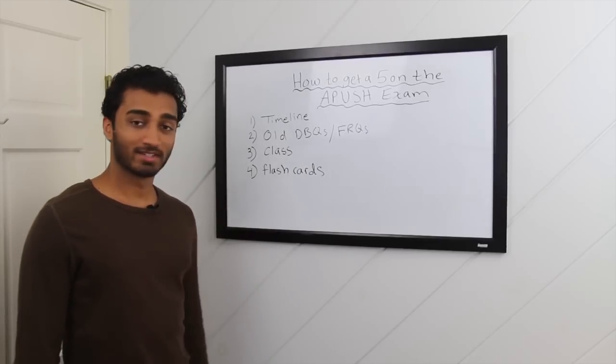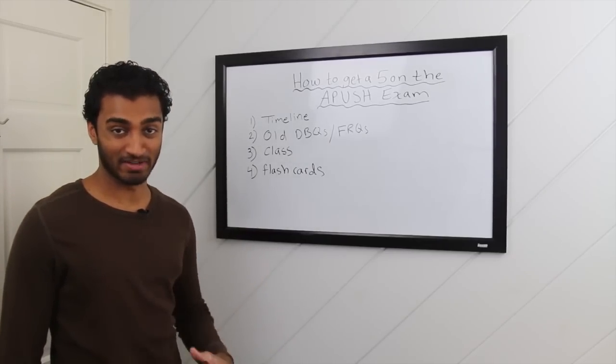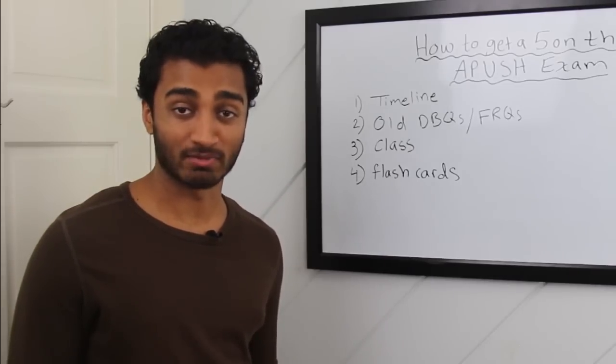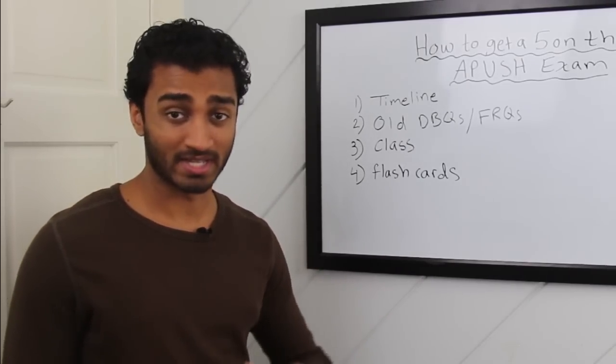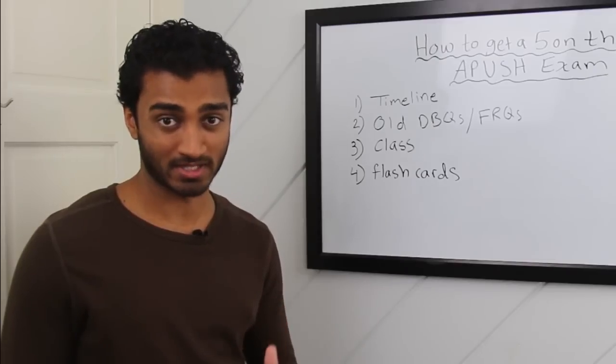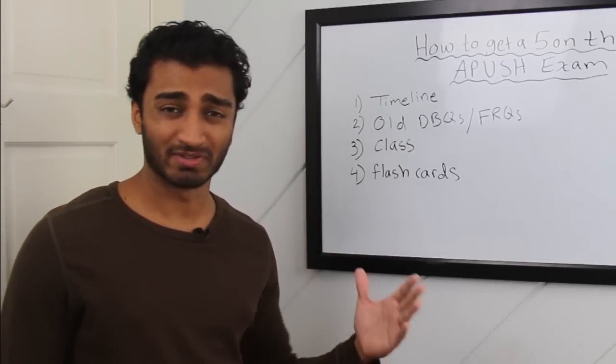Tip number 3, your AP United States History class. Now this is the key to getting a 5. You want to do well in class. What I mean by doing well is do all the homework, read all the textbook assignment readings. You want to be on top of your classwork, because if you're not, when you go and start reviewing, you're going to start learning things for the first time.